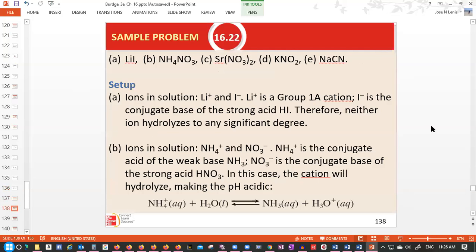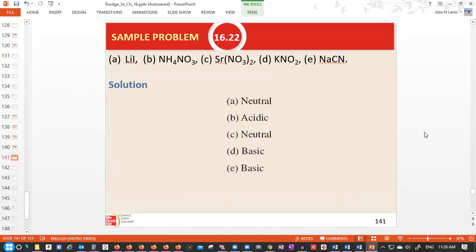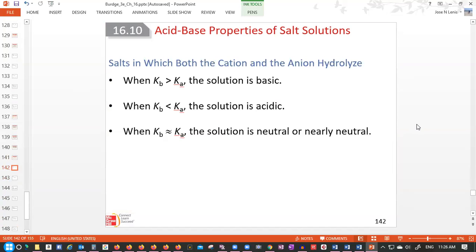Here are more examples, you can practice with those. It's exactly the same way we did it before. So I give you this for you to practice. And here the solution, don't cheat. Here is the summary of what we just said. When we have a salt, to make a prediction if the salt is going to make a basic, acidic or neutral solution.